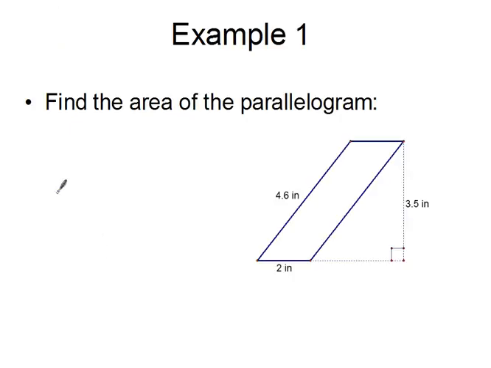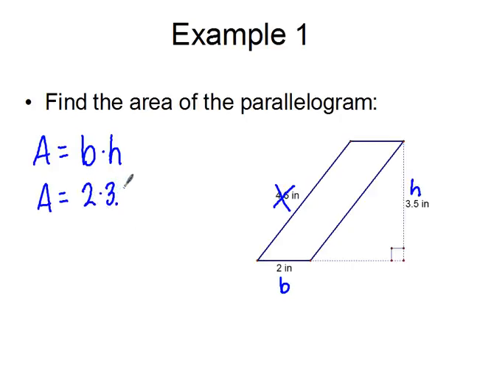Alright, with this one, we need to figure out what is not useful because they gave us a lot of information here. Okay, base and the height, so you have to picture which ones are perpendicular. The 3.5 has a perpendicular, so this is the height. That means this is the base because the height is perpendicular to the line that contains the base. The 4.6, not useful. So we'll do 2 times 3.5, which gives us 7 inches squared.